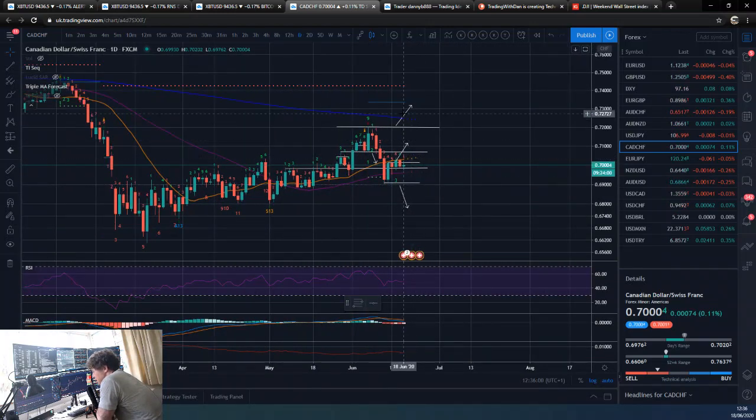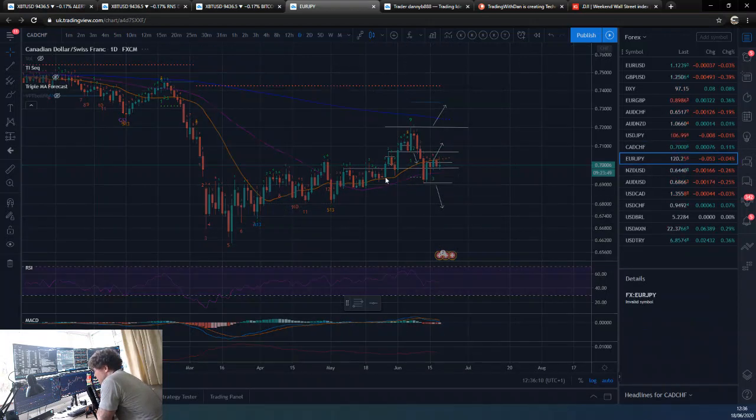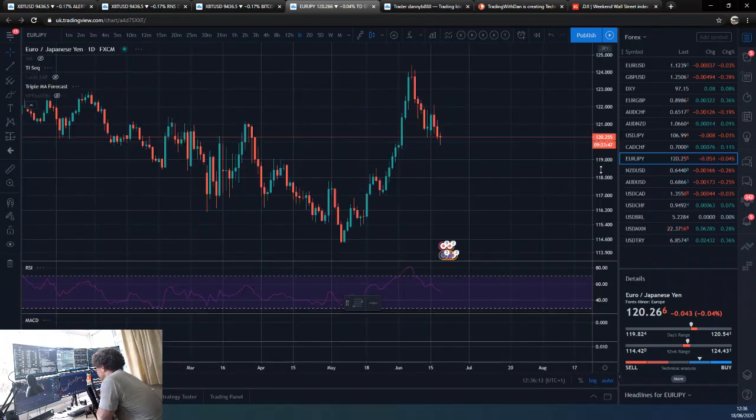So I would expect this probably to drift its way back up, in all fairness, just base. But obviously if we come up and break straight above, then yeah, but if we break down here, then clearly we'll expect some downside if we break below here, probably to target around this level here. Euro Japanese yen.